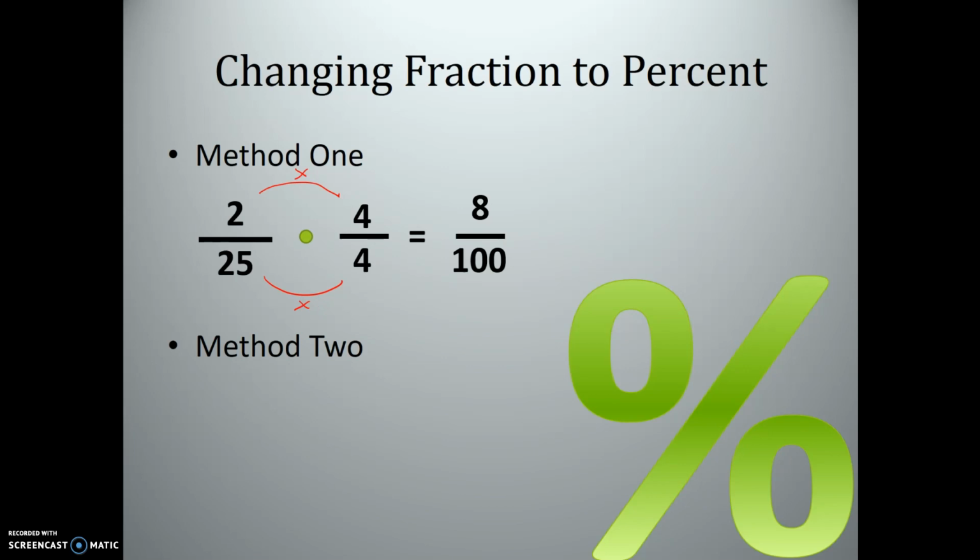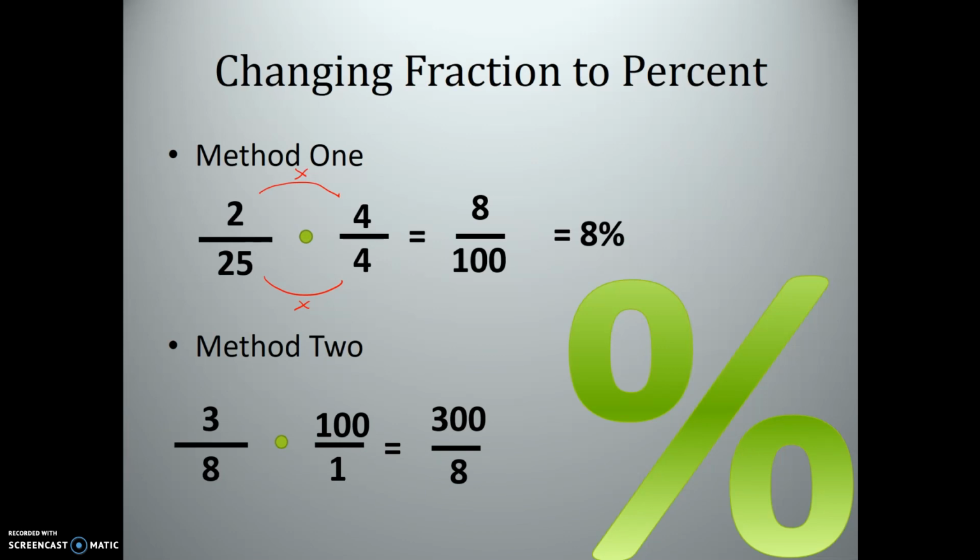Method 2 is going to be multiplying by 100 over 1. I forgot to finish off that method 1 up there. Sorry guys, it was 8%. So hopefully you guys all recognize that. But method 2, we're going to multiply 3/8. Now we're going to convert this to a percent. We're going to multiply it by 100 over 1.